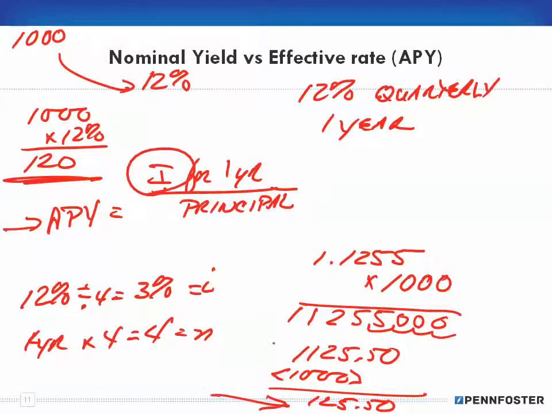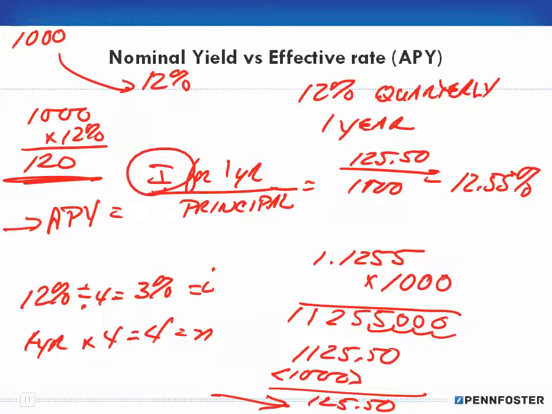Notice that that is not the same as the $120 of my nominal yield, right? It's not the same. That's because of the effect of compounding, and in this case, it's quarterly. So I have $125.50 as my interest for the year over my $1,000 in principal, which means I have a 12.55% APY. It's not the same as my nominal yield.